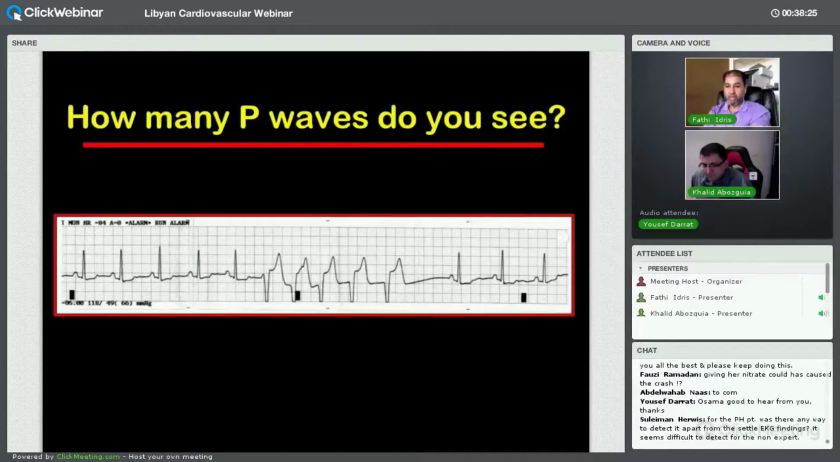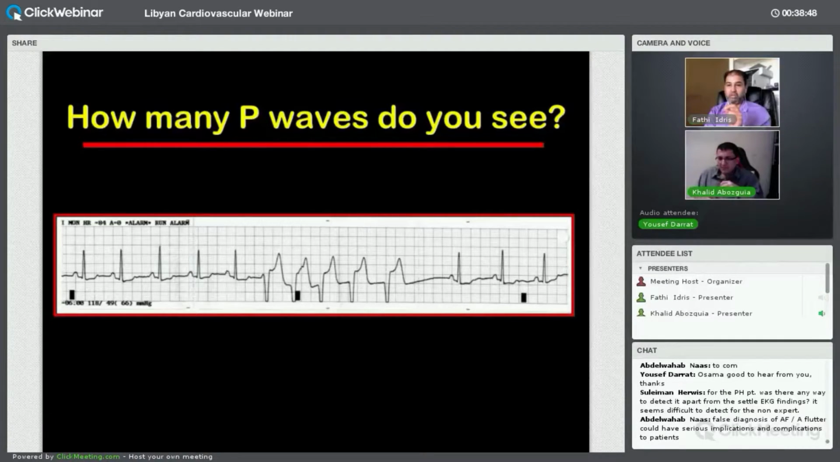Dr. Harwis, for the pulmonary hypertension patient, was there any way to detect apart from the subtle ECG findings? It seemed difficult to detect by a non-expert. Well, I think the P wave could be subtle, as one of the audience pointed out earlier. But if you see the axis shift in lead 1 that big, so lead 1 is negative and lead V1 is positive, that probably would not be subtle. That's a marked right axis deviation.